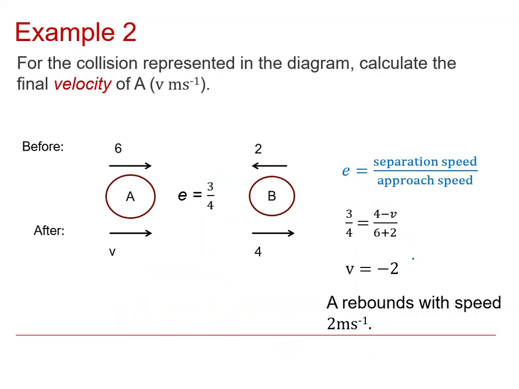So there we are. Our algebra gives us v is minus 2. And we summarise our answer by saying A rebounds. That implies it's changed direction with a speed of 2 meters per second.